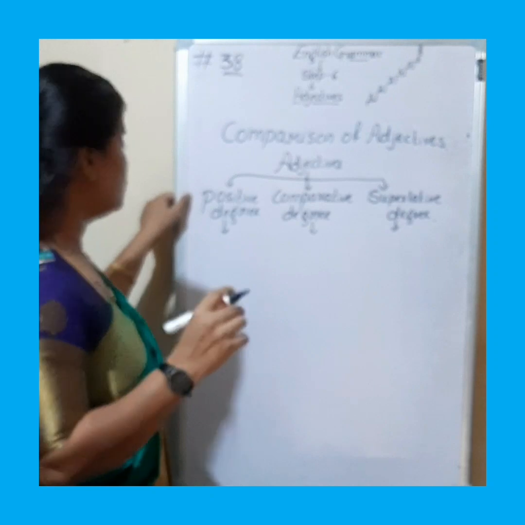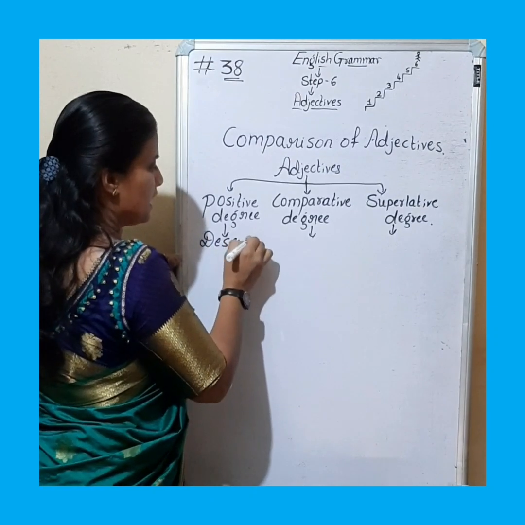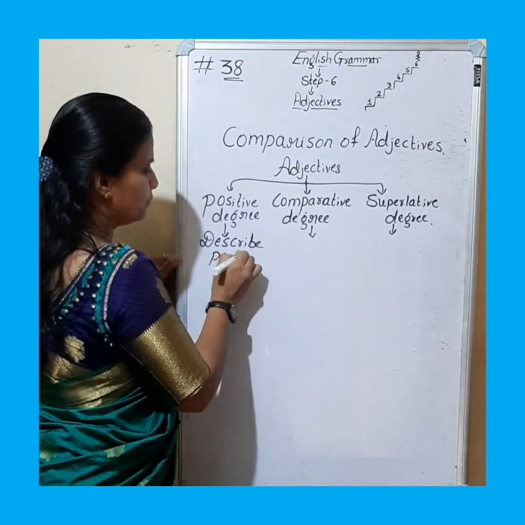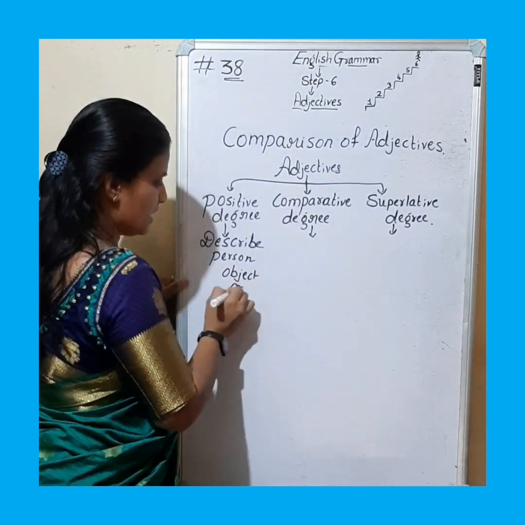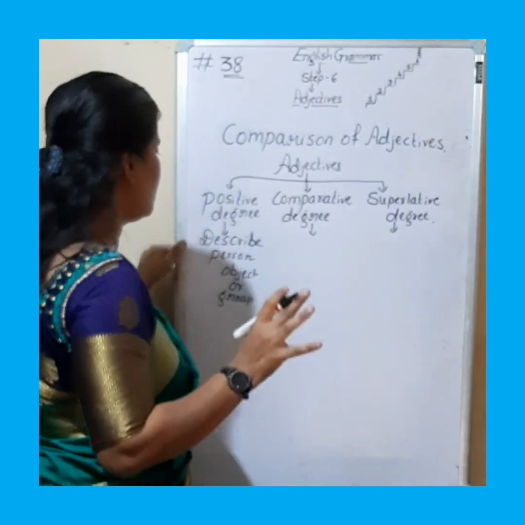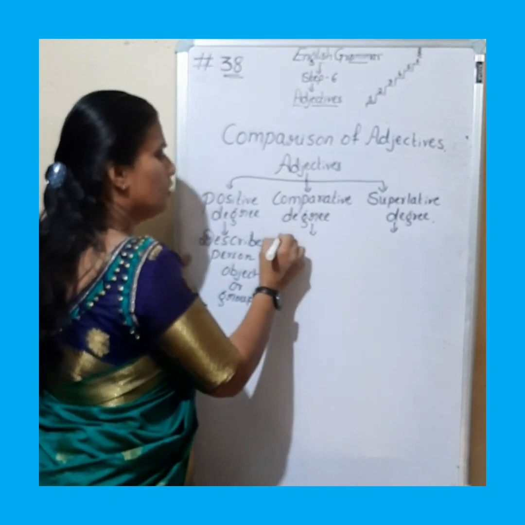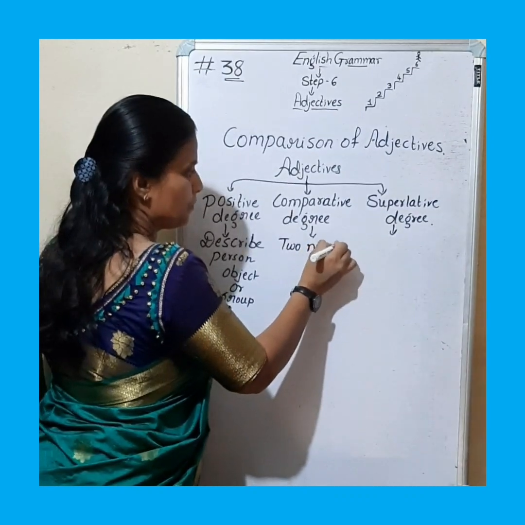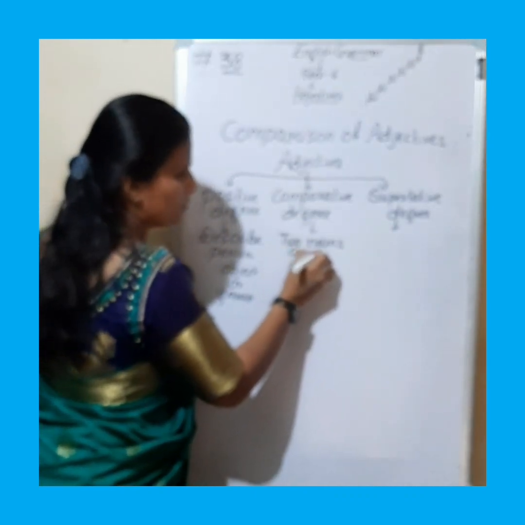So this positive degree is used to describe a person, object, or we can say a group. We are using this positive degree of comparison. And when to use comparative degree of comparison? This is used to compare 2 nouns.